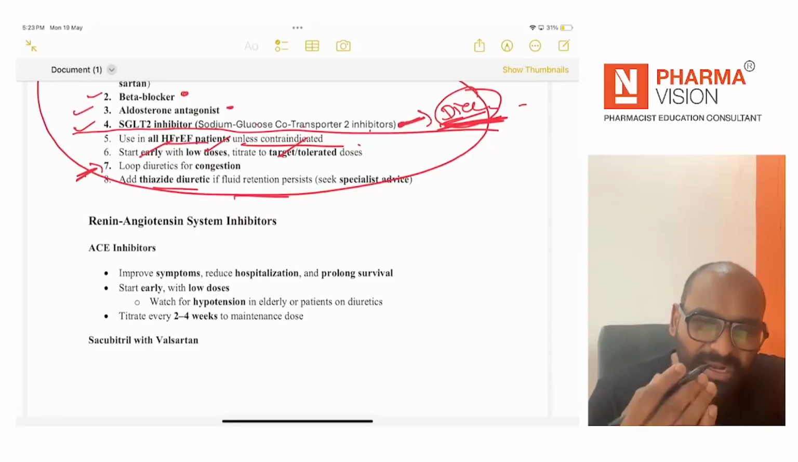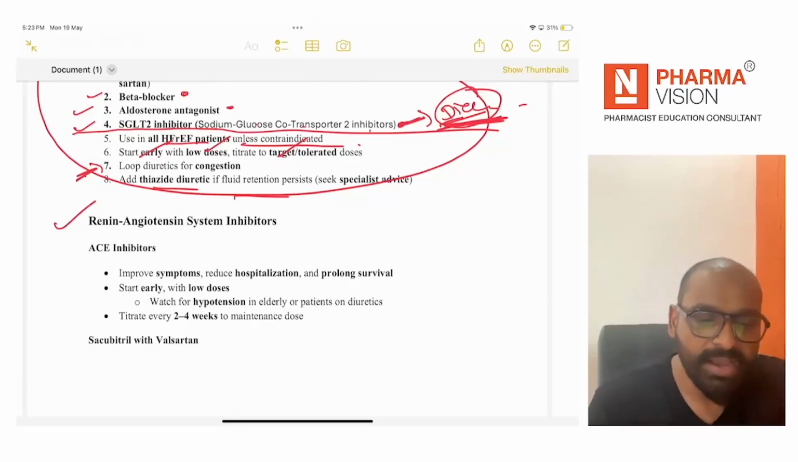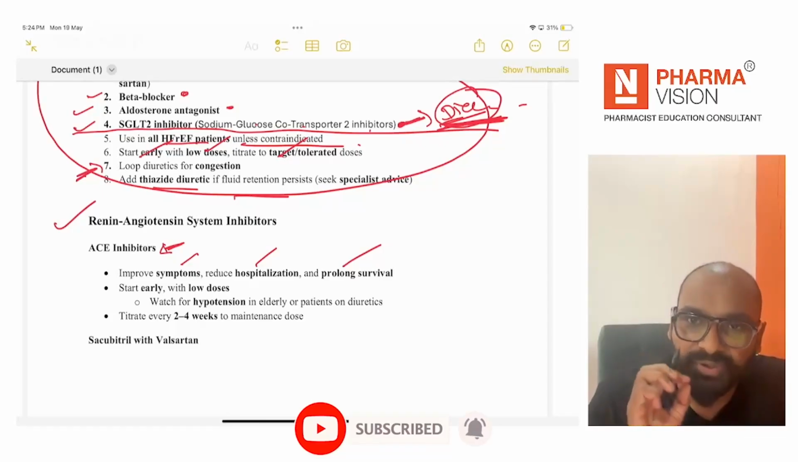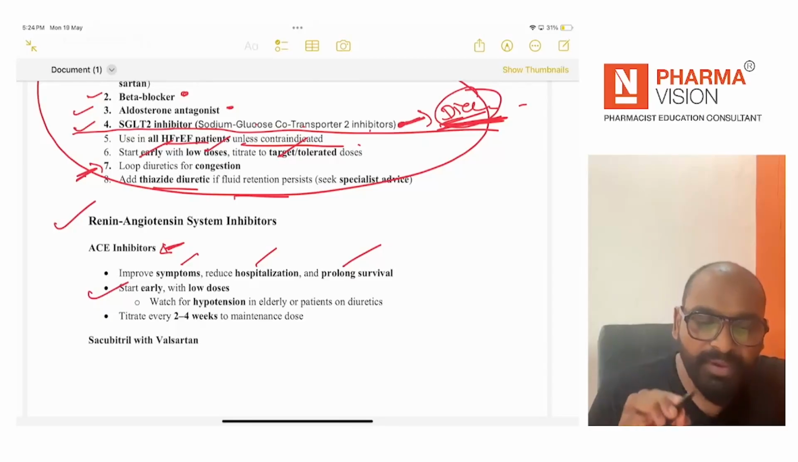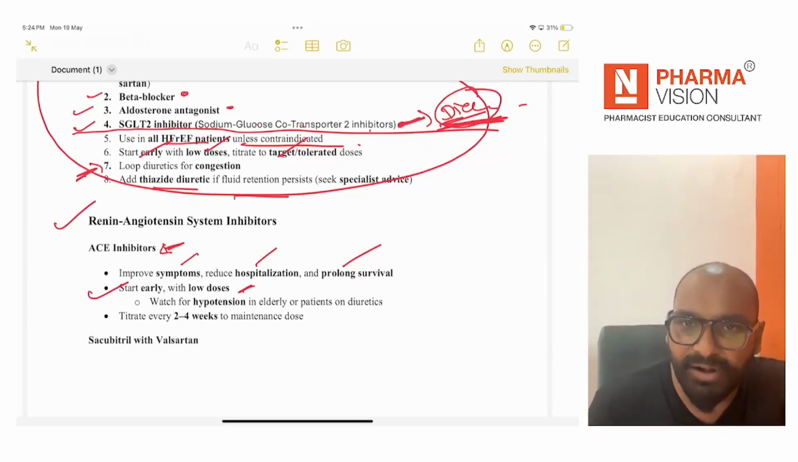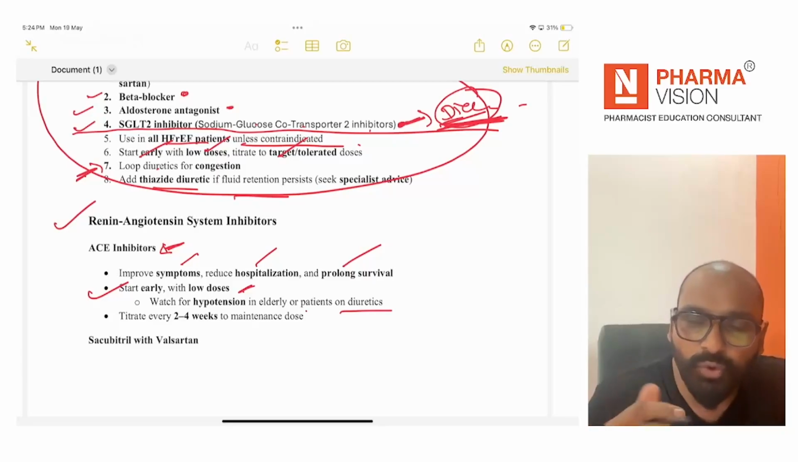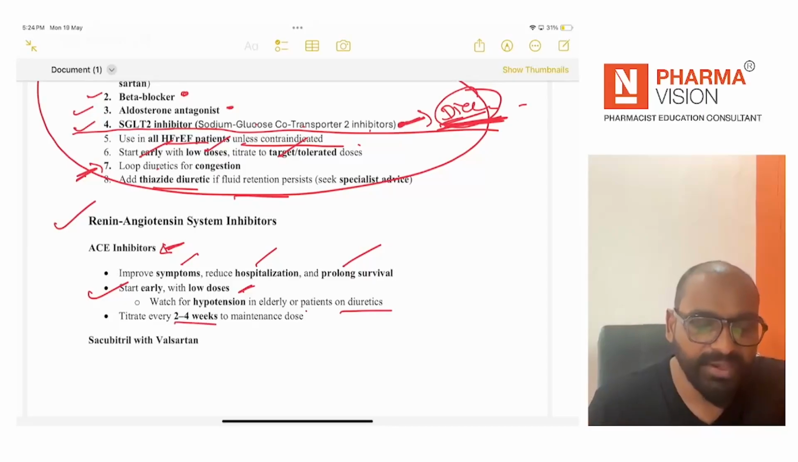Now quickly we can go through all these medications. Renin-angiotensin systems: what are the key points you have to understand? They improve the symptoms, reduce hospitalization and prolong survival. So ACE inhibitors are a very, very important part of the regimen for heart failure management. Start early with a low dose. Always watch for hypotension, especially in elderly patients and those who are on diuretics. Because the patient is already on diuretics and taking ACE inhibitors, they are more prone to develop hypotension. Titrate the medications after 2 to 4 weeks.